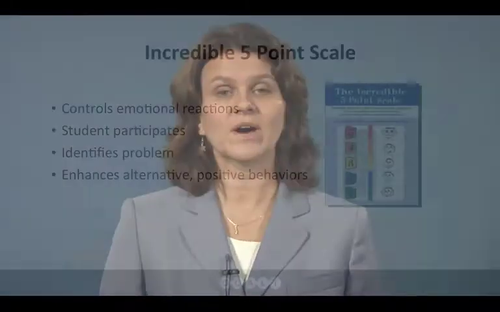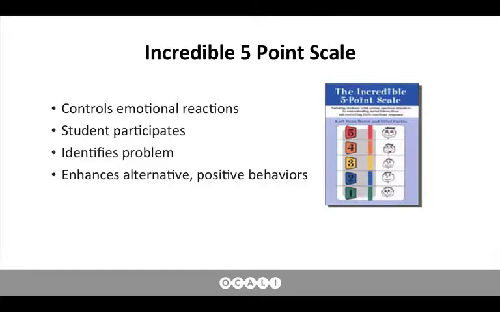Displaying visual representations is really beneficial for individuals with ASD. One example is the Incredible 5-Point Scale. This helps individuals understand and control their emotional reactions to everyday events. It is a scale that breaks down a given behavior, and with the individual's active participation, you can develop a unique scale that identifies the problem and, just as important, suggests alternative positive behaviors at each level of the scale.